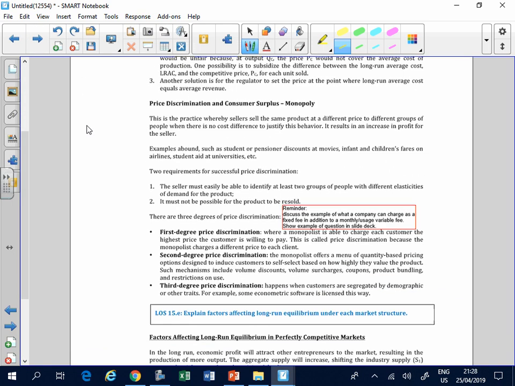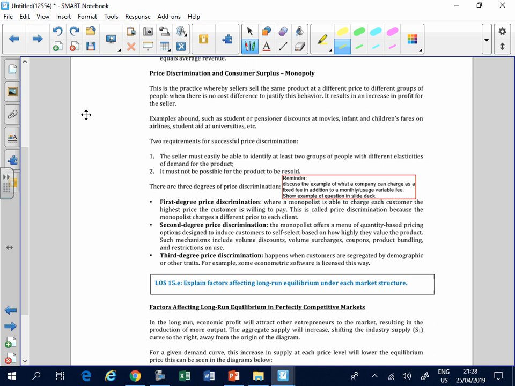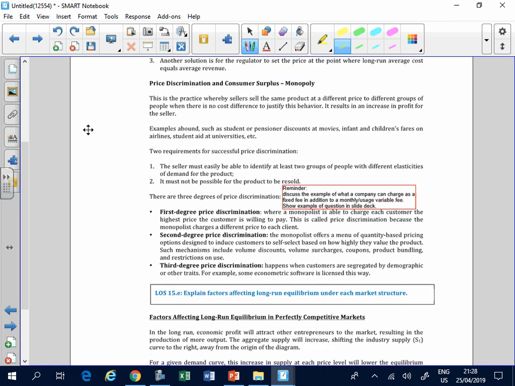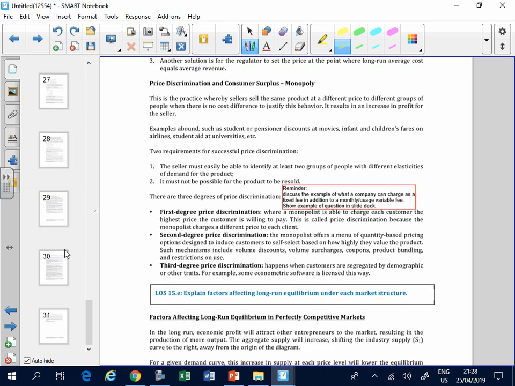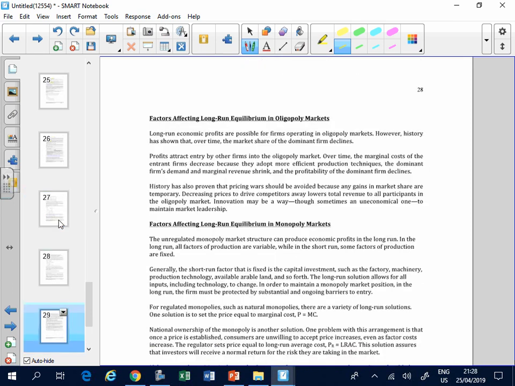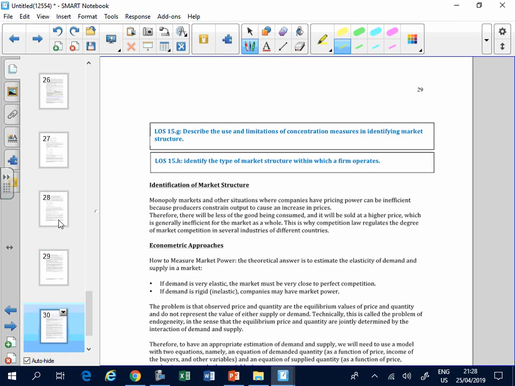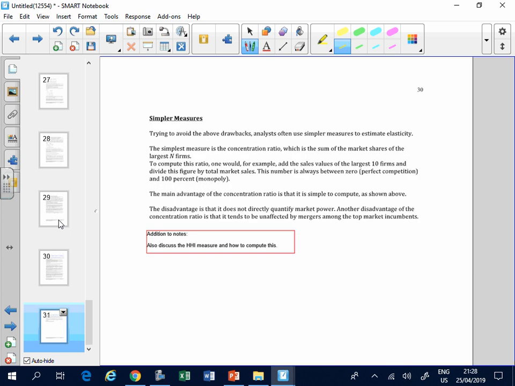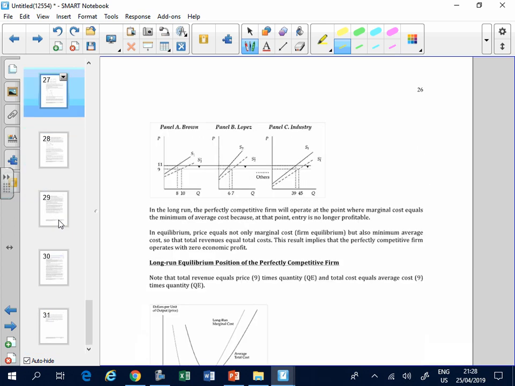I've seen one question on that. Okay, price discrimination, and then I think we're good to go. To be honest, let's just do a quick flip through. Yep, we've talked about that. Oh, one last thing. We'll go to the last page after price discrimination, the very last page.